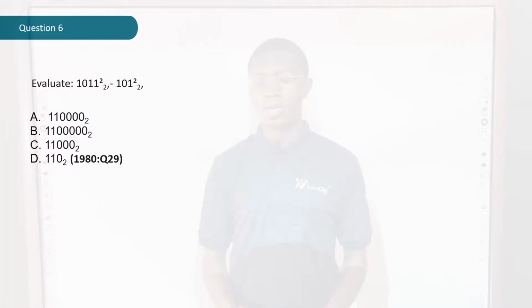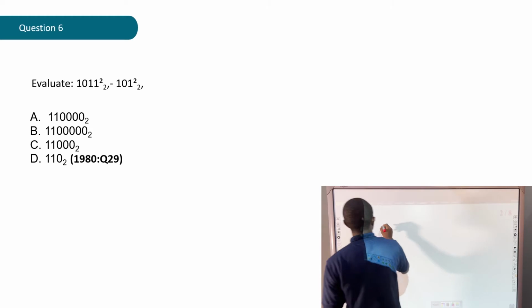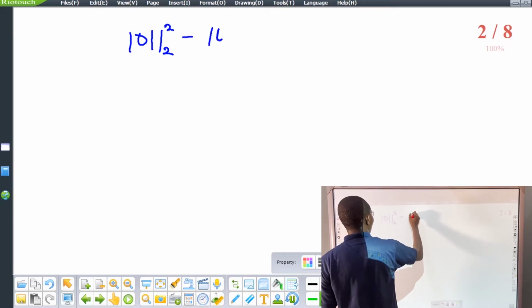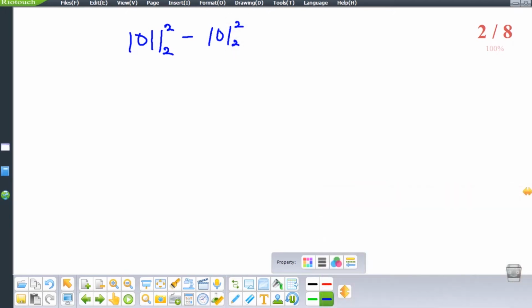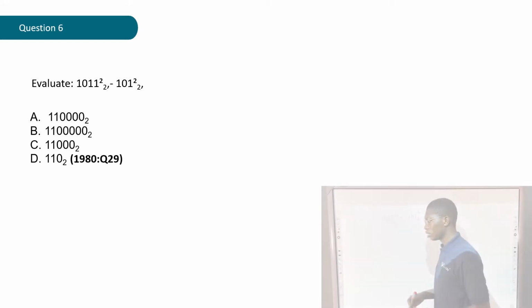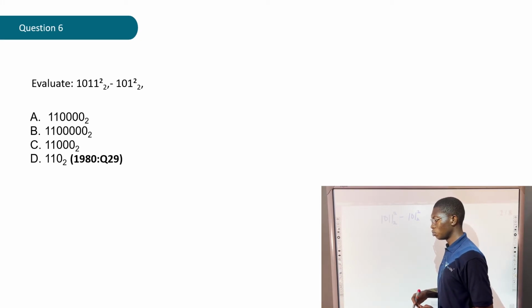Question 6. Our question 6 is from the year 1980, which is question 29 of that year. It says (1011 base 2) raised to power 2 minus (101 base 2) raised to power 2. Okay, so options here are 110000 base 2. Option B says 110000 base 2. Option C says 11000 base 2. And option D says 110 base 2.